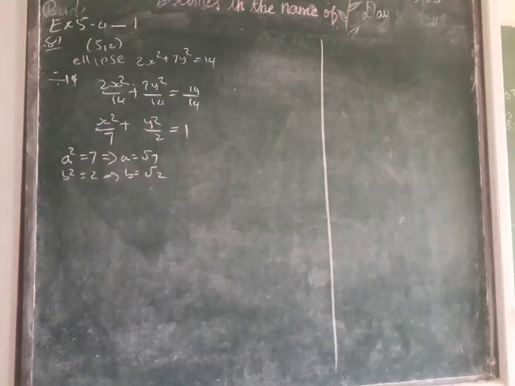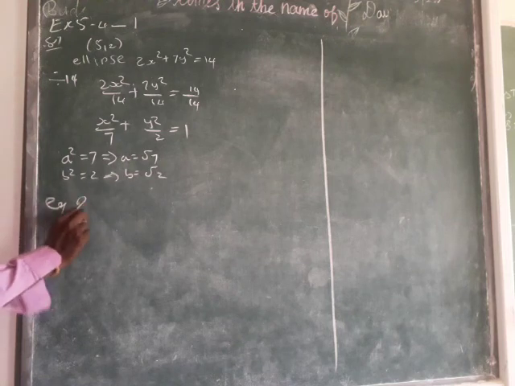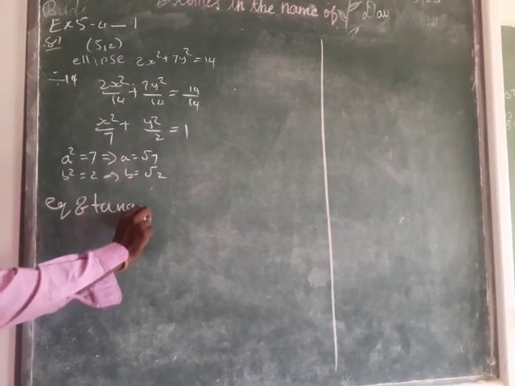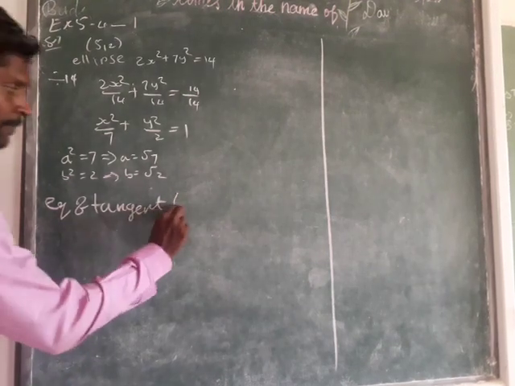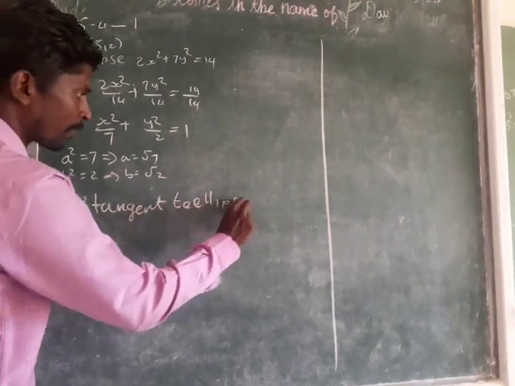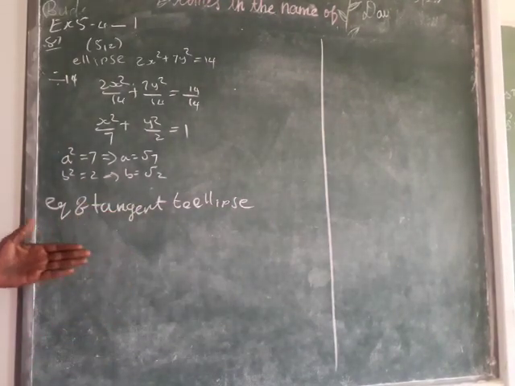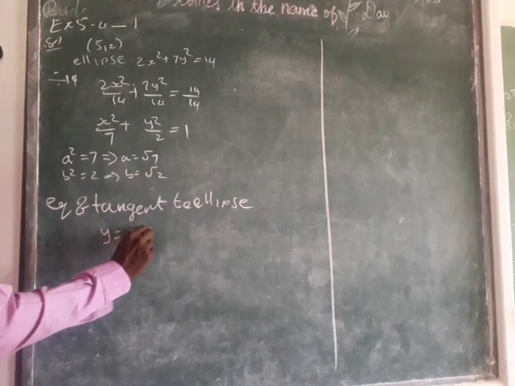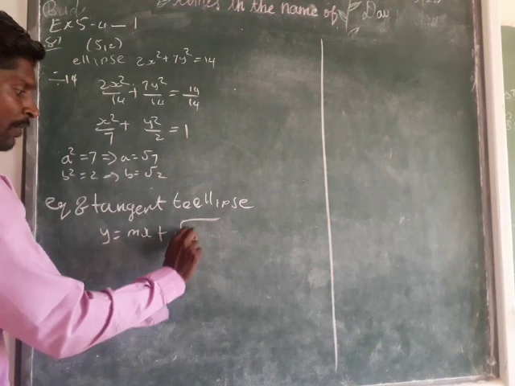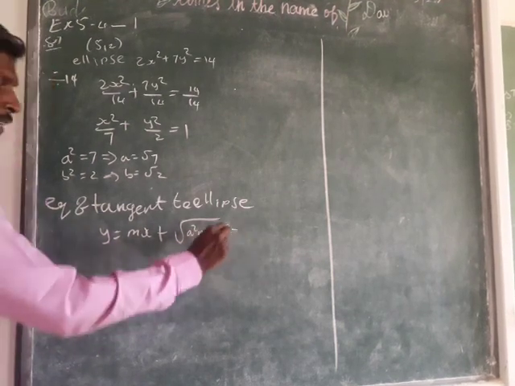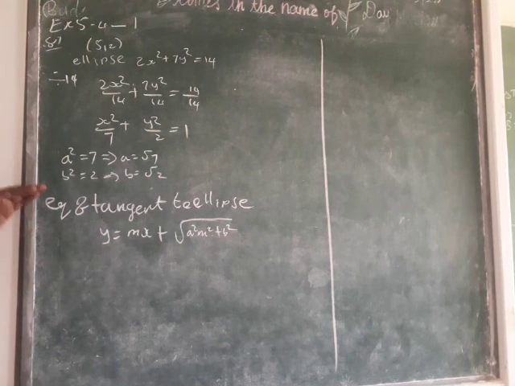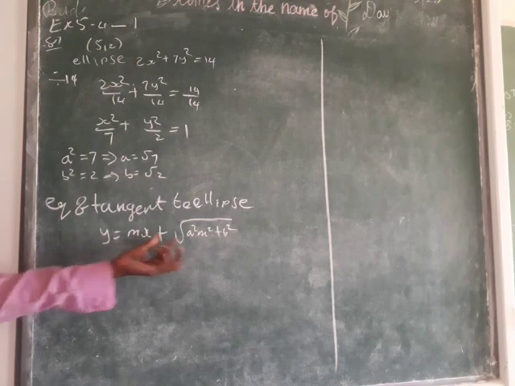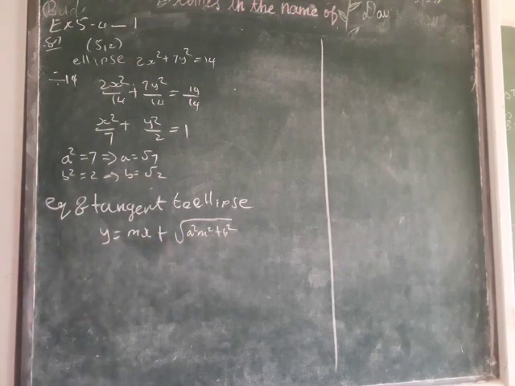Now we know the standard form of the tangent to the ellipse. The equation of tangent to the ellipse is of the form y equals mx plus square root of a squared m squared plus b squared. This is the standard form of the equation of tangent to any ellipse.